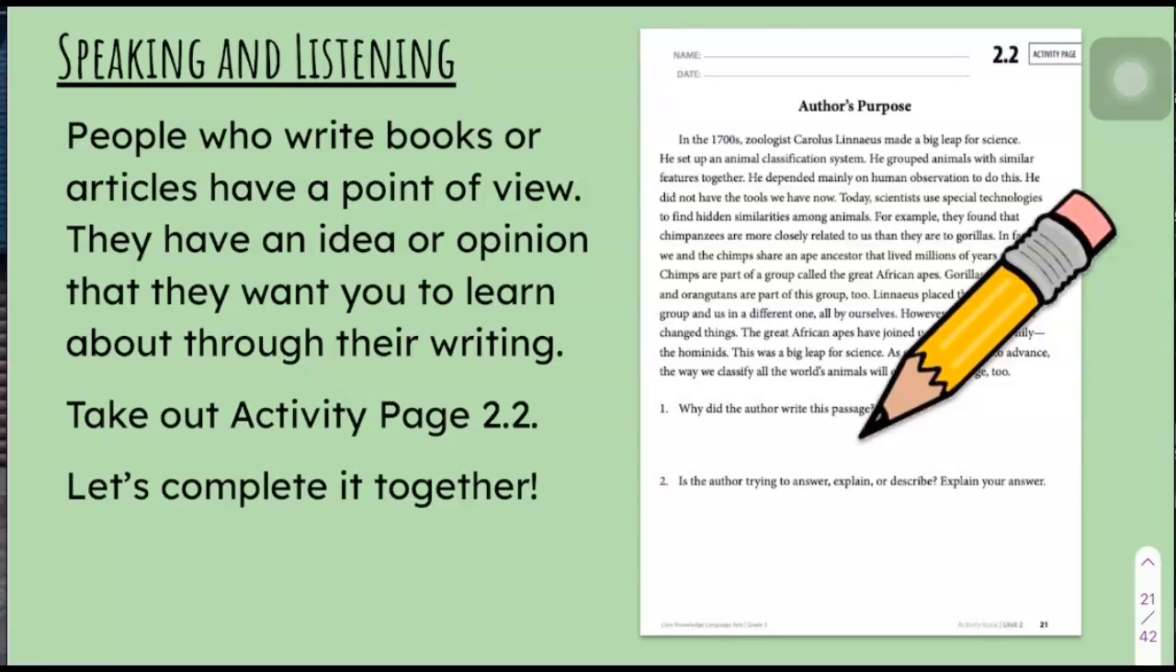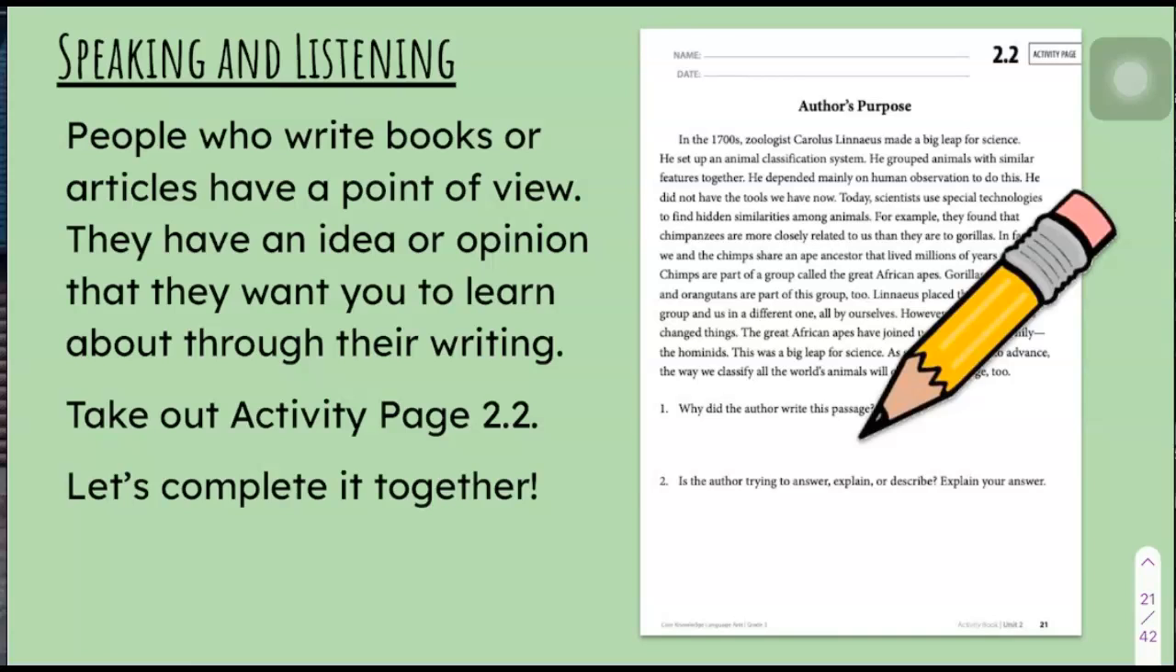In the 1700s, zoologist Carolus Linnaeus made a big leap for science. He set up an animal classification system. He grouped animals with similar features together. He depended mainly on human observation to do this. He did not have the tools we have now. Today, scientists use special technologies to find hidden similarities among animals. For example, they found that chimpanzees are more closely related to us than they are to gorillas. In fact, we and the chimps share an ape ancestor that lived millions of years ago.